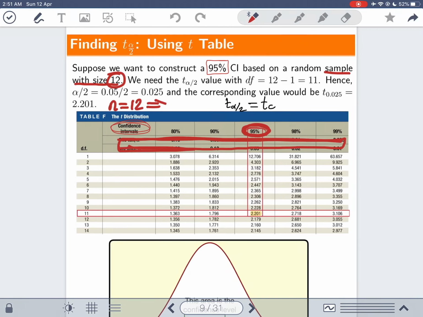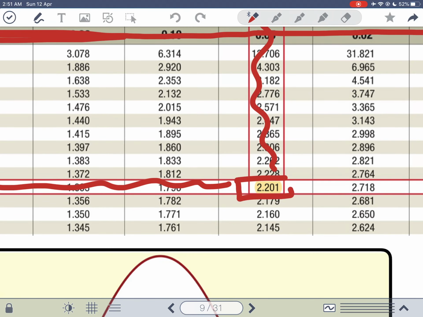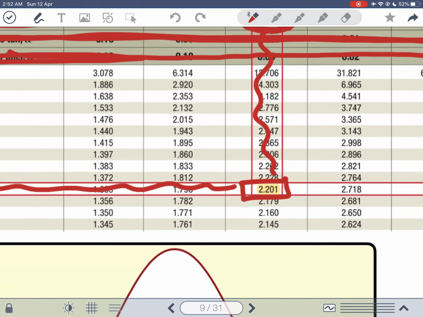And so how many degrees of freedom do we have? Degrees of freedom, always one less than n, so 11. So you'll go here and choose 11, because in the T table, they are giving you the degrees of freedom here, not the sample size. So you have to subtract 1. And then you move here and you move down, you'll get this number, 2.201.